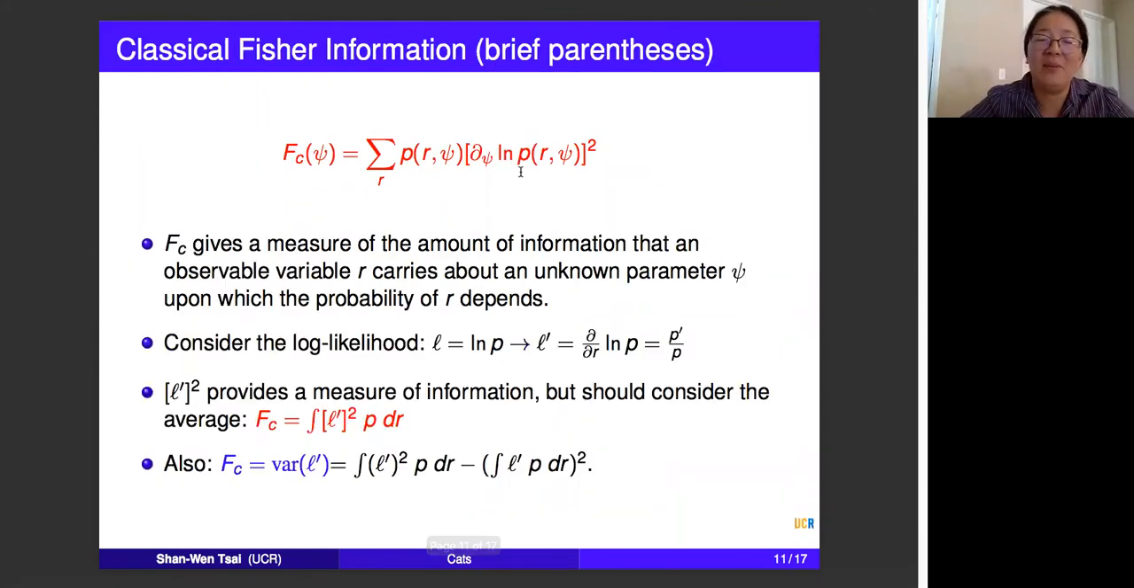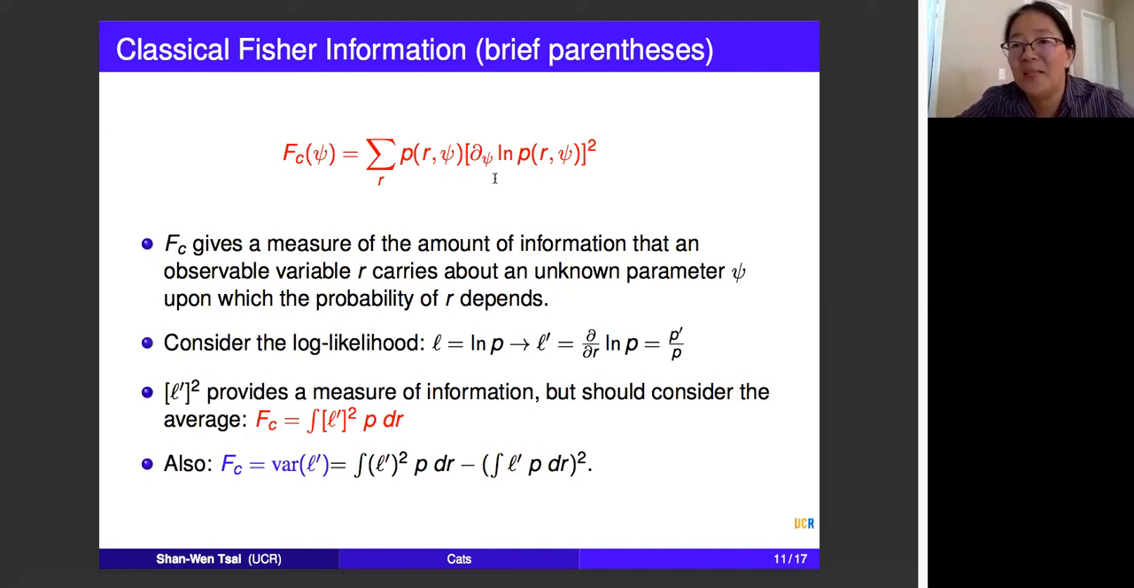But anyway, maybe another way to motivate this is that if you look at the log likelihood, log of p, and consider the derivative, this quantity sort of contains what we want. If you have large probability for everybody, then that's little information; a small probability, and you measure that, that gives a lot of information. And if things are changing a lot, that contains more information. So L prime is sort of a measure, but we should consider the average, so we square and do the average.